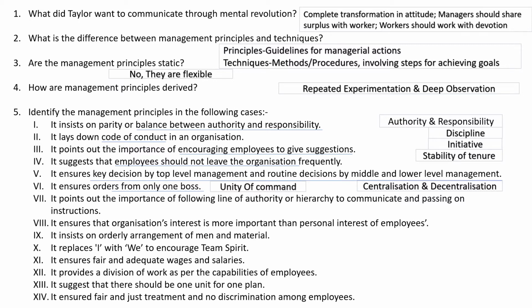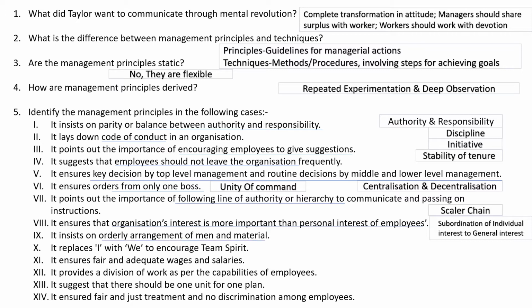It points out the importance of following line of authority or hierarchy to communicate and passing on the instruction. When we follow a line of authority, we are using the principle of scalar chain. It ensures that organization's interest is more important than personal interest of employee. That means if something comes across where organization's interest is more important, the employees should let go their own personal interest. So this is subordination of individual interest to general interest.